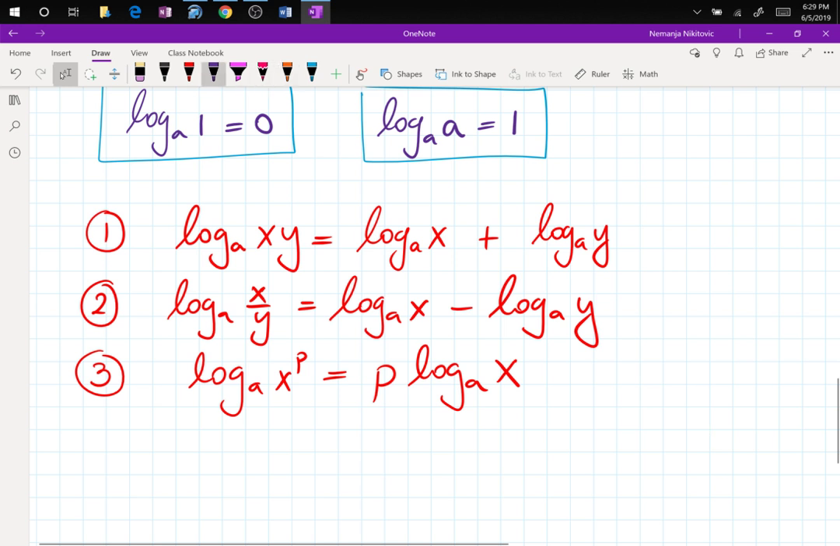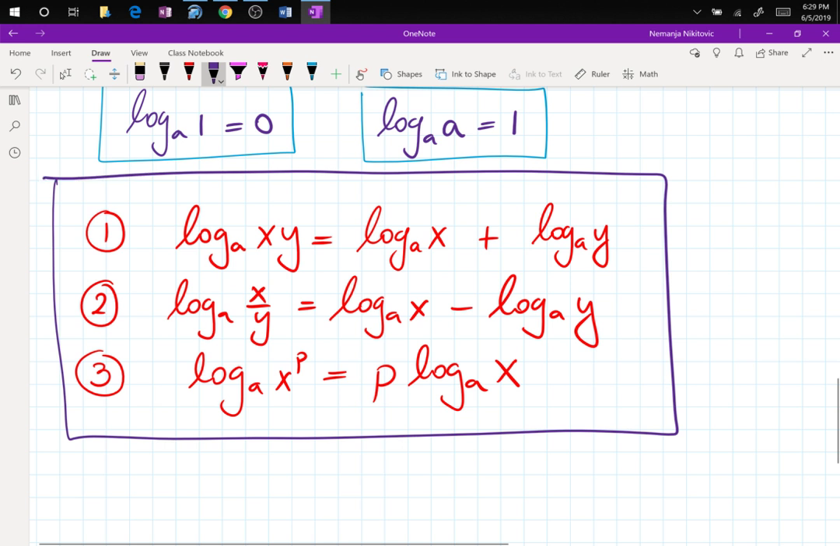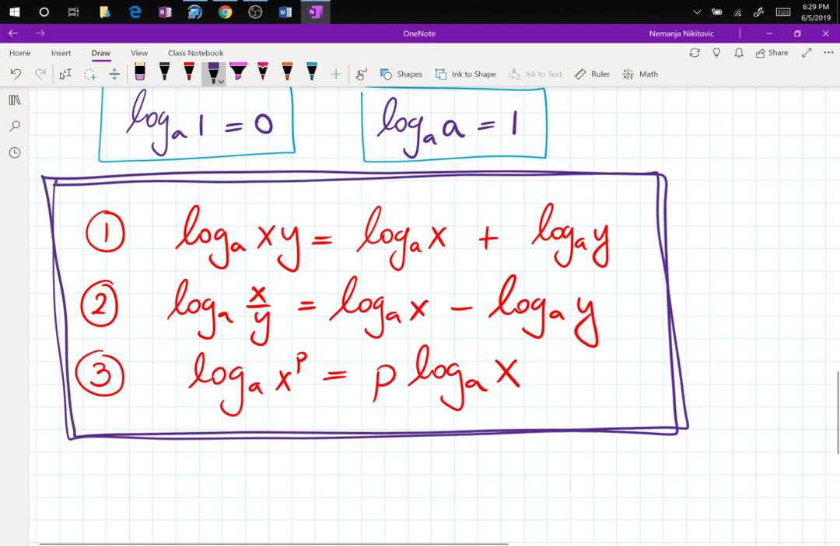These formulas are used to either compress or expand logarithmic equations and expressions. In pre-calculus, you were mainly concerned with compression. Well, welcome to calculus. We are going to be primarily interested in expansion.